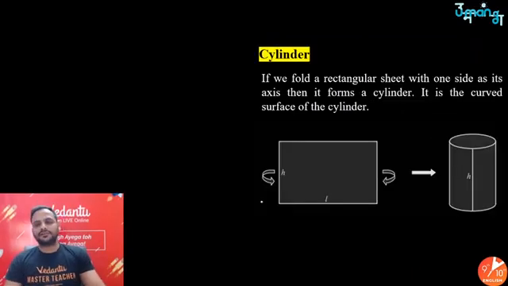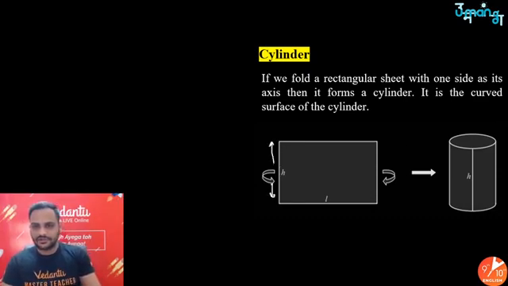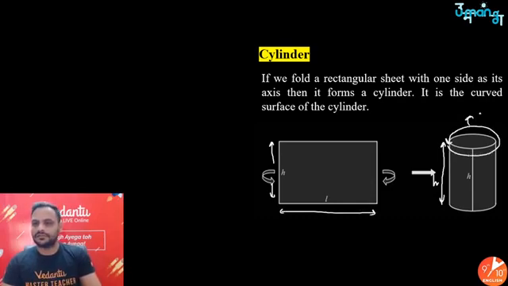Alright, then comes the part of cylinder. Cylinder can be formed by rolling a rectangular surface along its length. Suppose I roll it like this, so this H will remain H. This is called the height of the cylinder, and this length L has been converted into the circumference of this solid. Let us say the radius is r over here, so L becomes equal to 2 pi r. Okay, so the area of this surface is L into H.